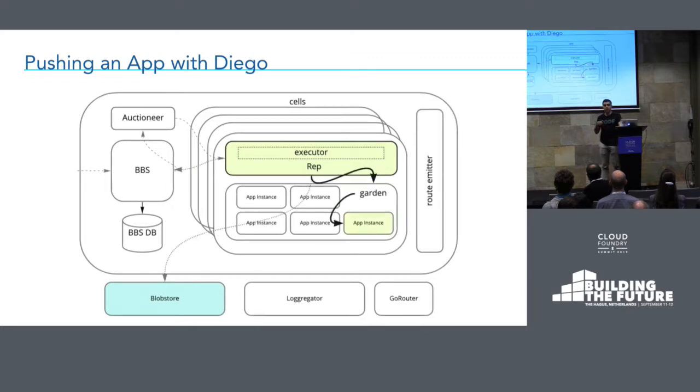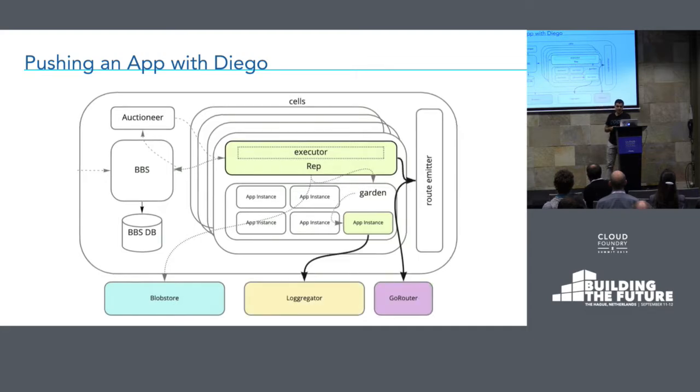At that point, it contacts the runtime, which is Garden, and says, hey, this is the code for the application. Create a container, mount all these application artifacts into the container, and run it. So Garden goes ahead and does it. And if it's successful, then it starts reporting information back on the execution of the application instance and pushes the logs out to the log aggregator, contacts the route emitter, telling the route emitter about the IP of the application instance and the port. And then the route emitter goes ahead and contacts the Go router in order to update the Go router so that the application is routable, right?